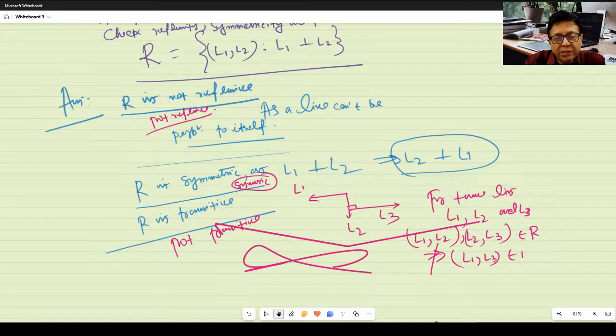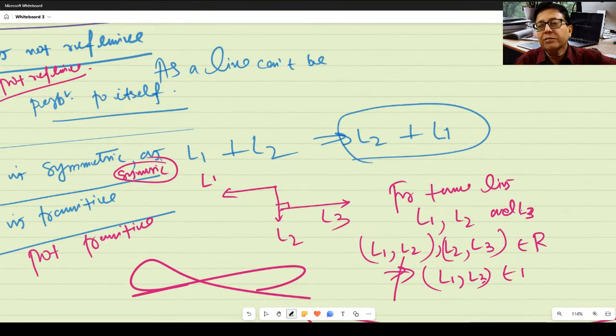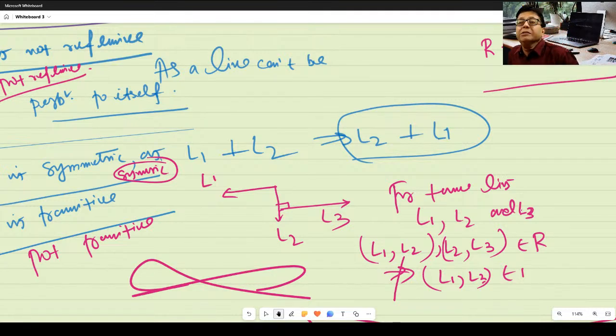You write the relation first. A relation defined on the set of people in a locality in this manner: R equal to (A, B), where A is brother of B. Is this reflexive, symmetric or transitive? You decide, then I will.